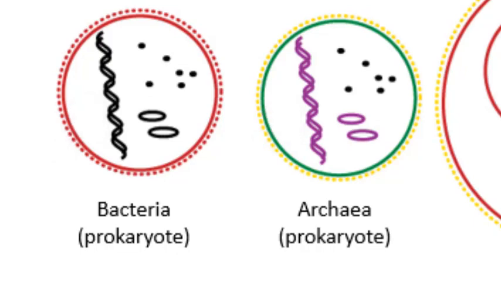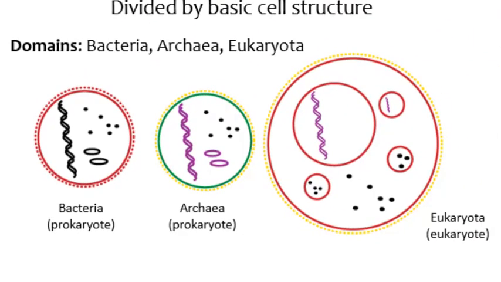Here's the cool thing. If we look at a eukaryotic cell, it's a combination of the bacterial and archaeal traits. Eukaryotic cells evolved when a bacterial cell and an archaeal cell combined.